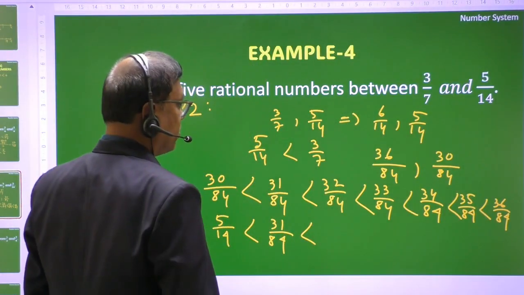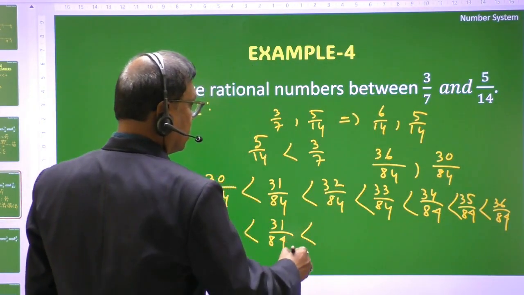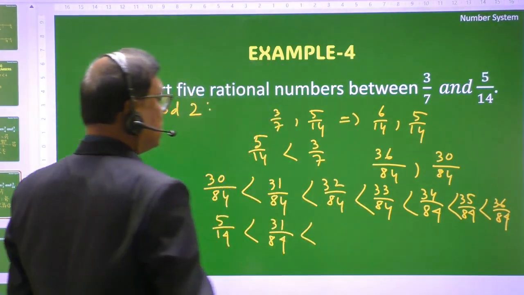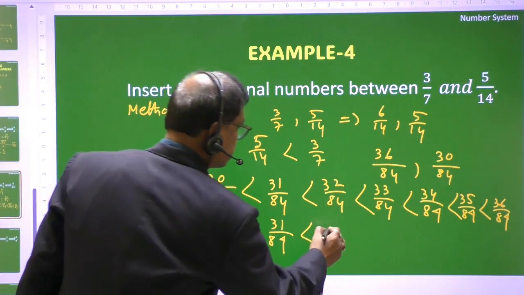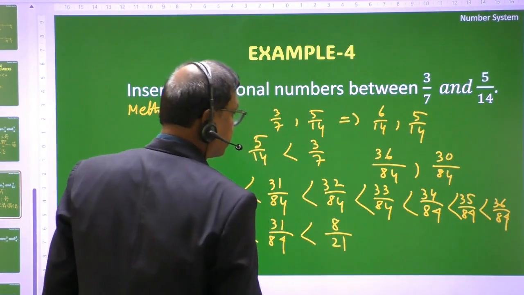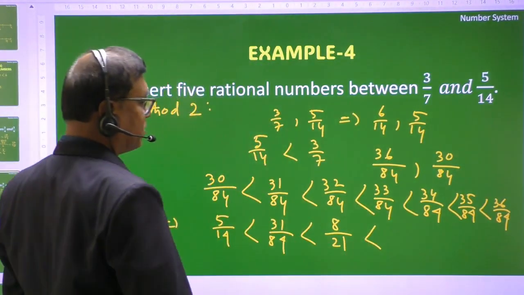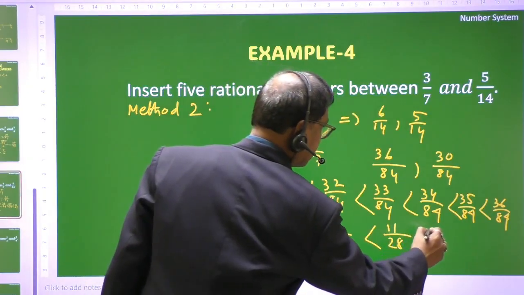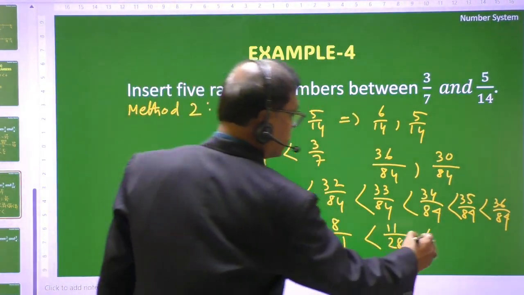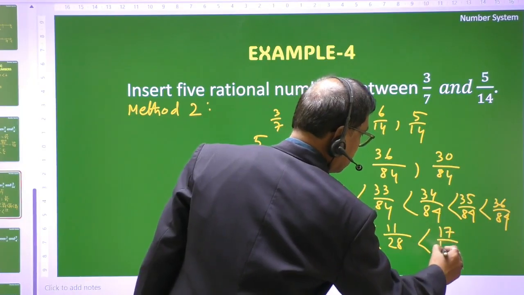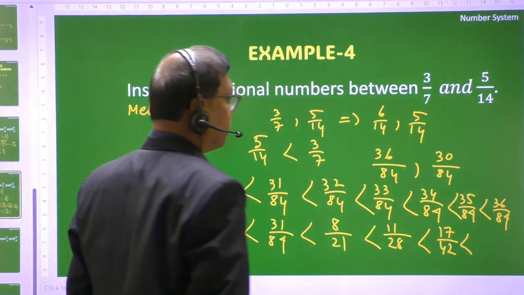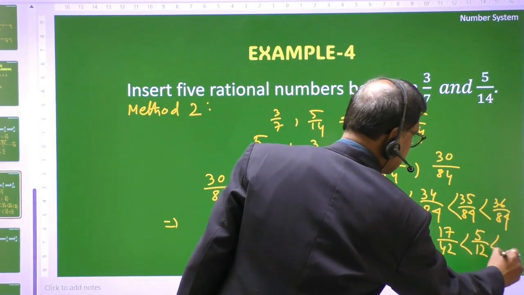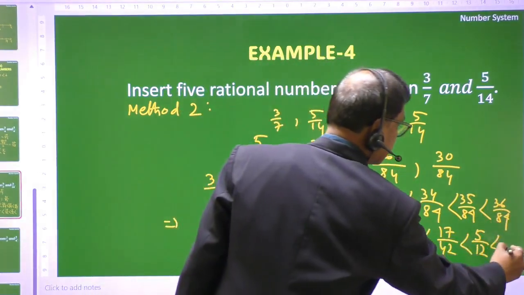By how much? By 4. Yes or no? By 4, if I cancel, 8 upon 21. This is by 3, 11 upon 28. Yes, it is by 2, 17 upon 42. It is by 7, 5 upon 12. And it is 3 by 7, cancel by 12.